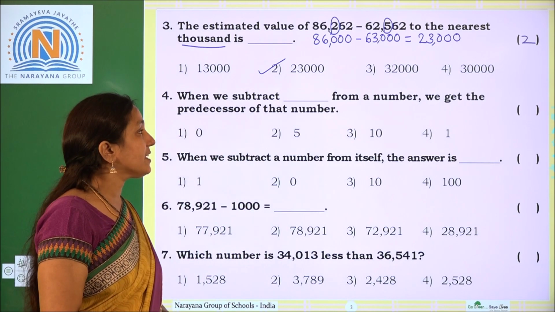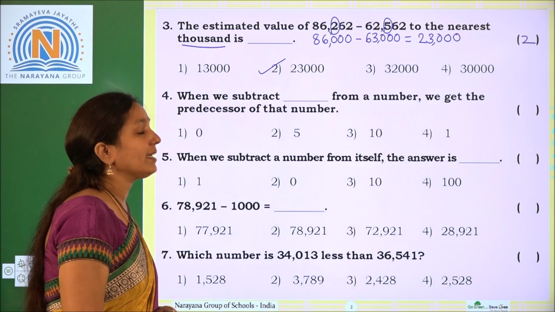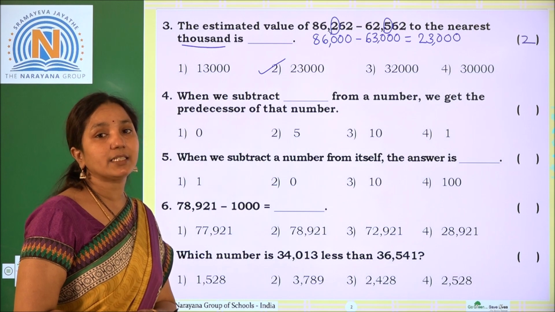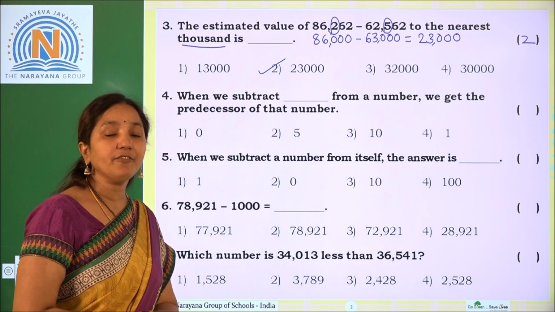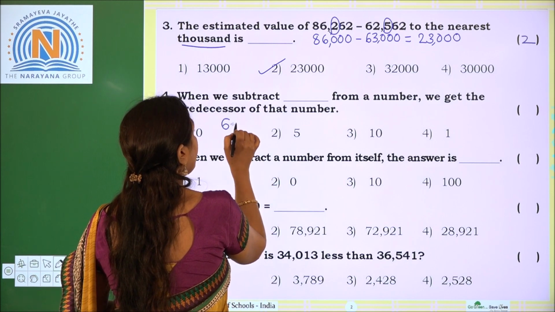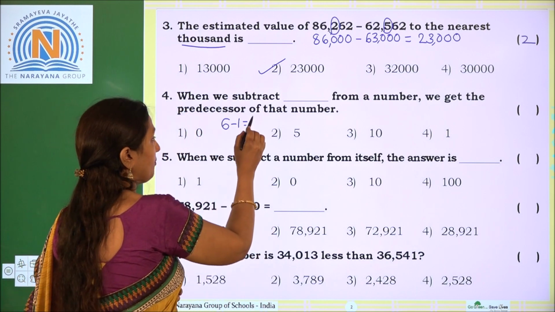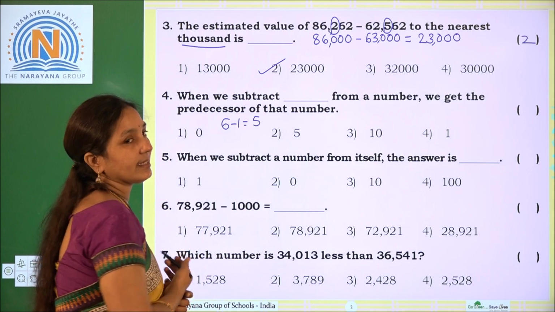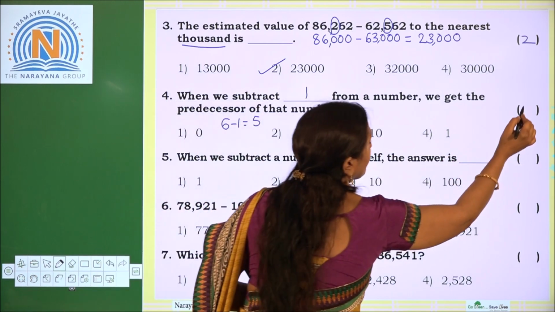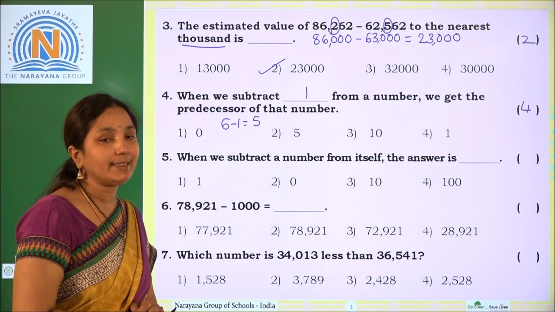Next one. When we subtract dash from a number, we get the predecessor of that number. So what is the meaning of predecessor? Just before the number. When do you get the number just before? If you subtract 1 from the given number. Suppose take 6. If you subtract 1, what did you get? What is the number before 6? 5. So 5 is the predecessor of 6. So the required option is 4. When we subtract 1 from a number, we get the predecessor of that number.